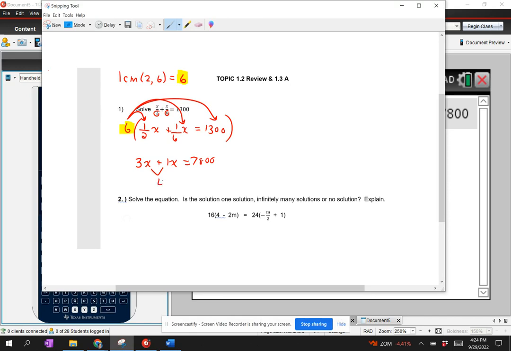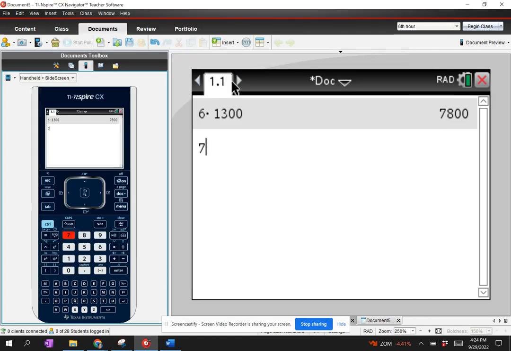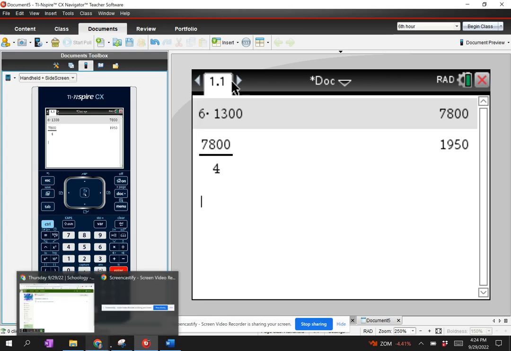So these are like terms, so that's going to get us 4x equals 7,800. Divide by 4. So then we're going to have 7,800 divided by 4. That's going to get you 1950.